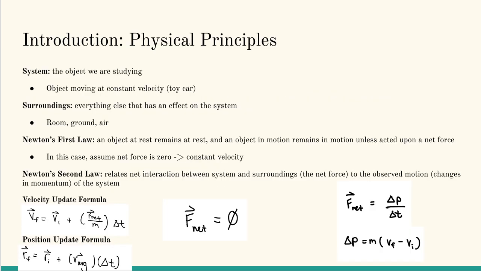The system is the object that we are studying, which is the toy car in this case. The surroundings is everything else. This lab was based on Newton's first law and second law, and Newton's first law mainly stated that an object in motion remains in motion unless acted upon by a net force. In this lab, we assumed the net force was zero.